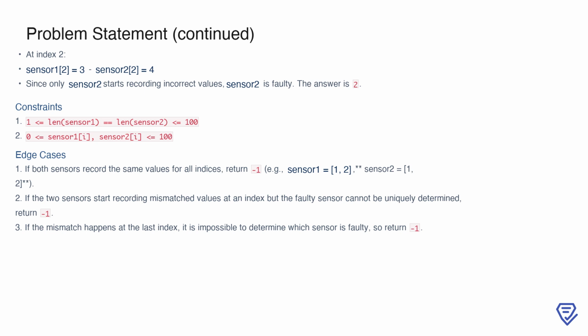Now let's take a look at the constraints and edge cases. The length of both arrays is between 1 and 100, and all values in the arrays are between 0 and 100. Edge cases include scenarios where both sensors record identical values throughout, or when the mismatch occurs at the very last index, making it impossible to determine the faulty sensor. In such cases, we return -1.